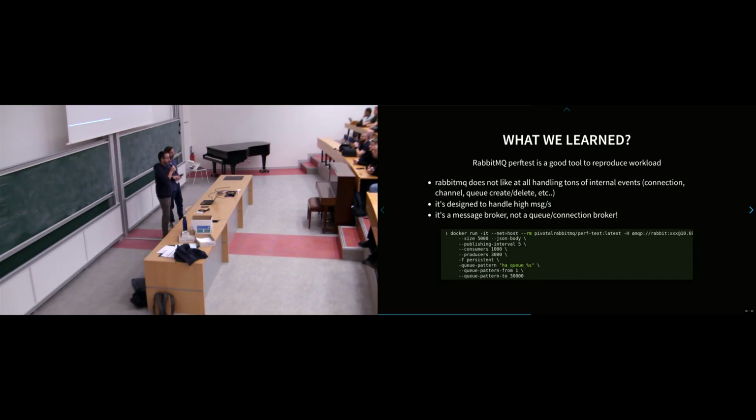It's basically a Docker container that you can use to simulate consumers, queues, clients, and a lot of parameters to build something which looks like an OpenStack deployment at large scale. And what we learned from this is that RabbitMQ is a message broker, not a queue connection broker. And this is very important because OpenStack is relying on creating a lot of queues on RabbitMQ, but for very few messages. But when we talk about this with the RabbitMQ community, they said, you're using RabbitMQ the wrong way. The good way is to have few queues, but a lot of messages.